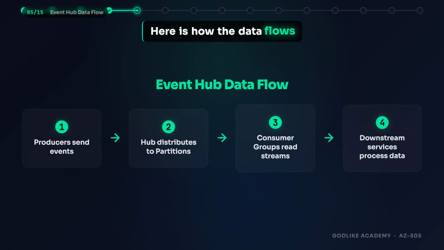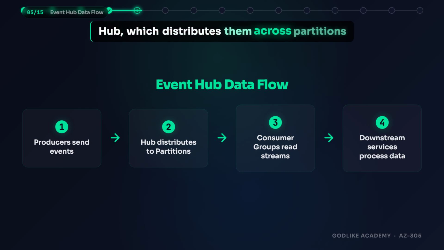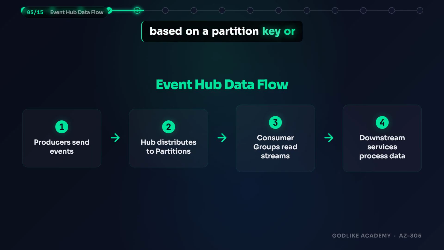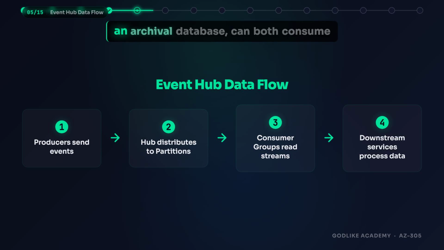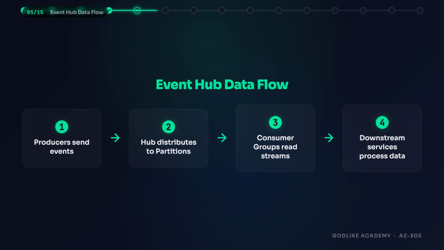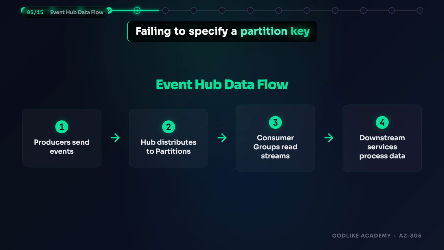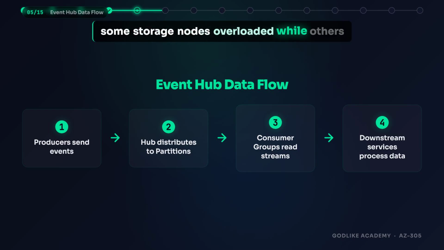Here is how the data flows through the system. Producers send events to the event hub, which distributes them across partitions based on a partition key or round-robin assignment. Multiple consumer groups can then read from these partitions independently. This architecture ensures that different downstream services, like a real-time dashboard and an archival database, can both consume the same stream without interfering with each other. Failing to specify a partition key will cause uneven data skew, leaving some storage nodes overloaded while others sit completely idle during peak traffic.